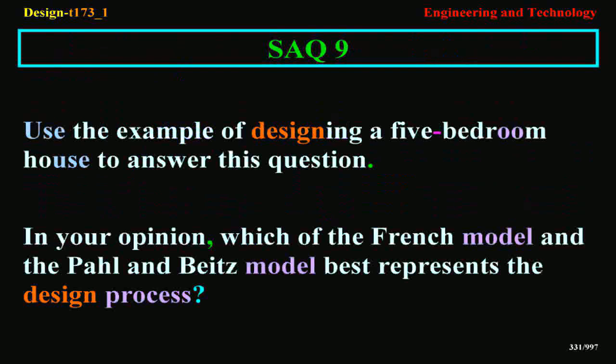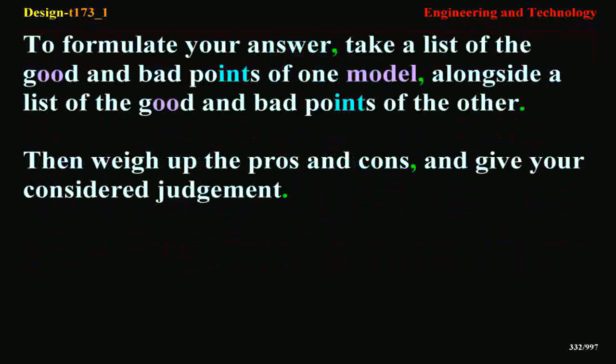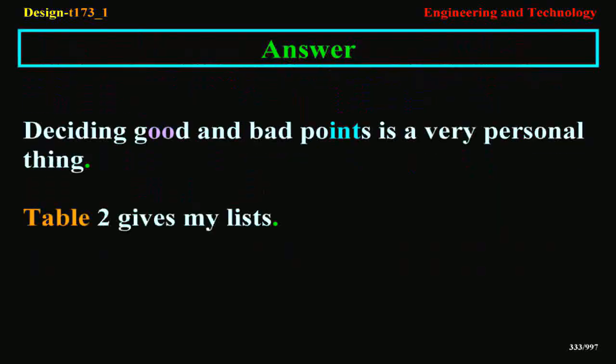SAQ 9. Use the example of designing a 5-bedroom house to answer this question. In your opinion, which of the French model and the Pahl and Beitz model best represents the design process? To formulate your answer, make a list of the good and bad points of one model, alongside a list of the good and bad points of the other. Then weigh up the pros and cons, and give your considered judgment. Answer. Deciding good and bad points is a very personal thing. Table 2 gives my lists.